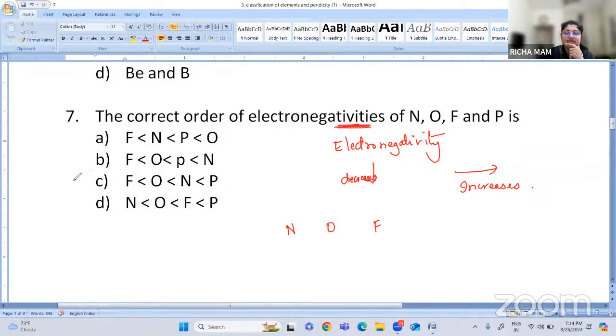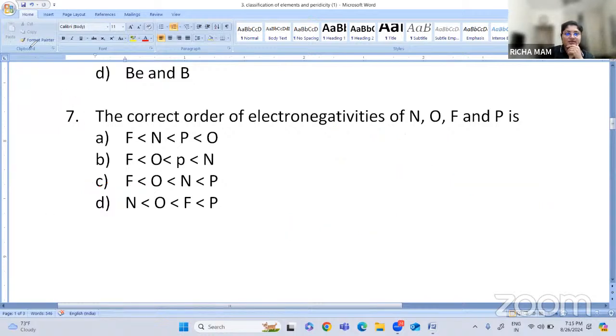So the answer is here: phosphorus will be the least, then nitrogen, then oxygen, and then fluorine. So option C. When we write the electronegativity series of these elements, the correct answer is option C. Electronegativity decreases down the group and increases across the period. So option C is the answer.